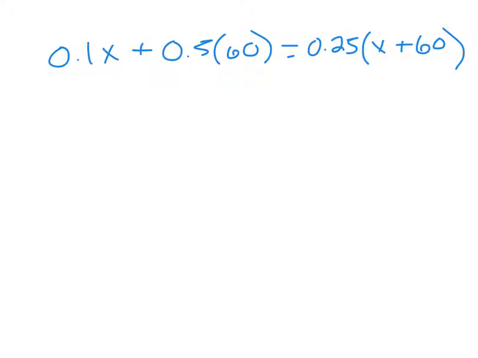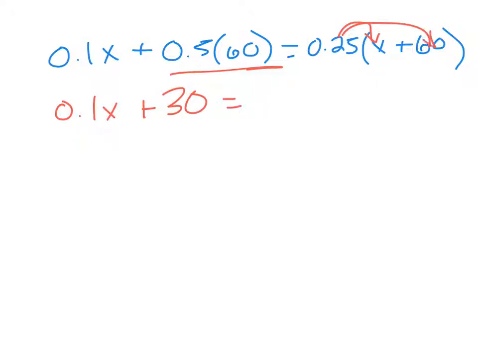So we can go ahead and put some things together. I'm going to put together the 0.5 times 60, so we're left with 0.1x plus 30. I multiplied 0.5 times 60 to get 30, and while we're doing this, I'm going to distribute over here on the right that 0.25 to each part of the parentheses. So 0.25 times x is going to be 0.25x, and then we're adding that to 0.25 times 60, which is 15.